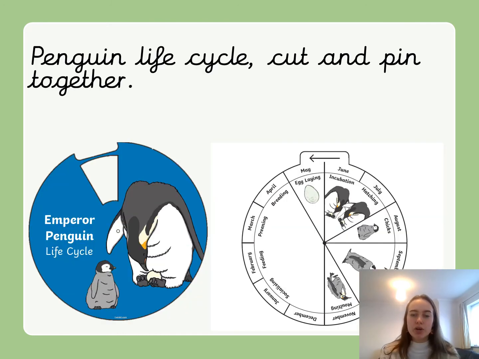So you have two options today for the activity that you could do. Now you could print out this penguin life cycle, cut it out and then pin it together so that it spins round and reveals what is happening in each month. So for example, it would show you July in this area here, and it would show you that in July the eggs are hatching, so in this area. So it will spin around and show you the life cycle of a penguin. So you could do that.